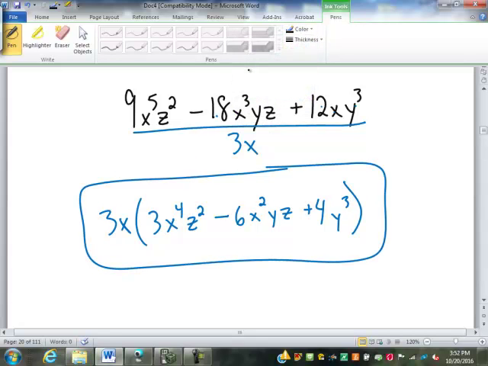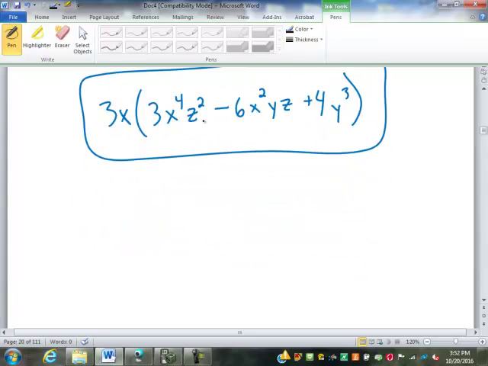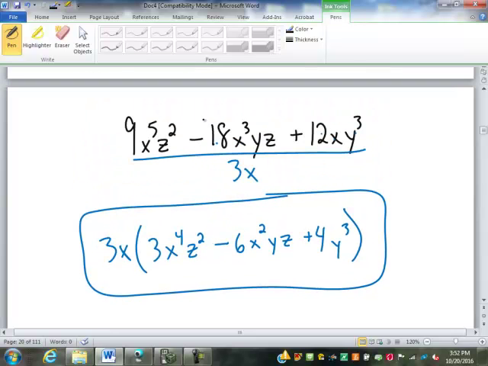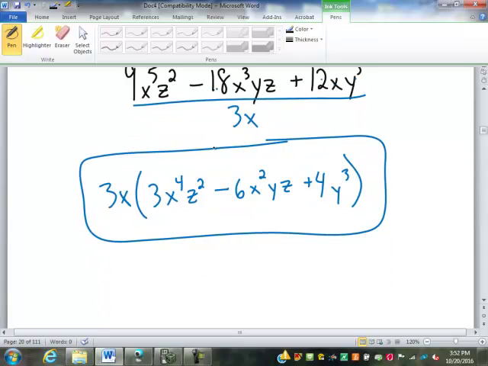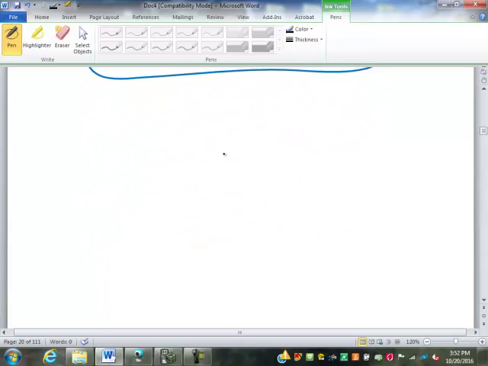Any questions? You still bring the letters down even? Yep, even because there's nothing to divide them by, so they're still there. Nothing happens to them. Why doesn't the 2 change? Oh, duh. Because there's no z to divide by. It's okay. 6x squared yz and 4y3. Okay. Let's try one more.